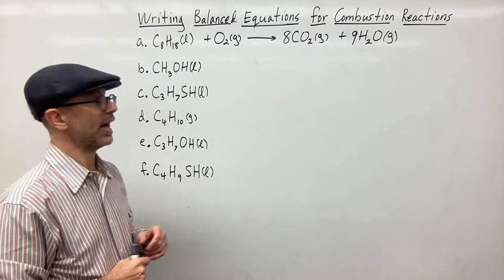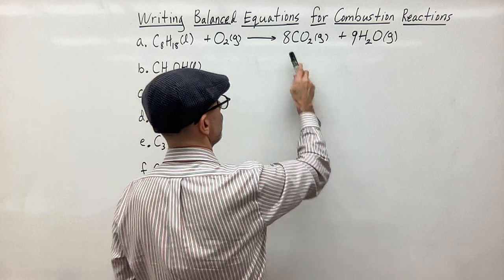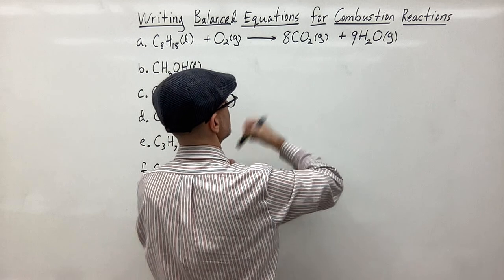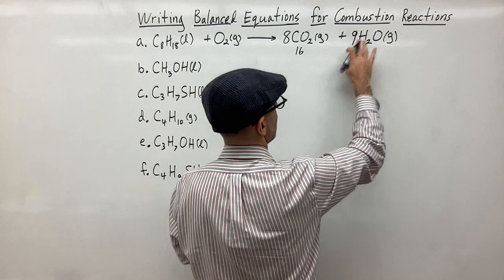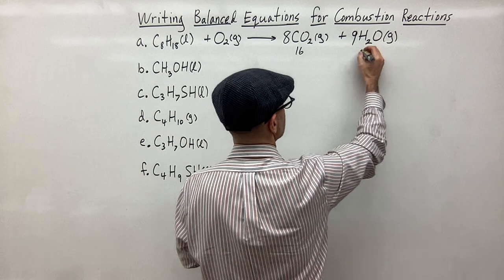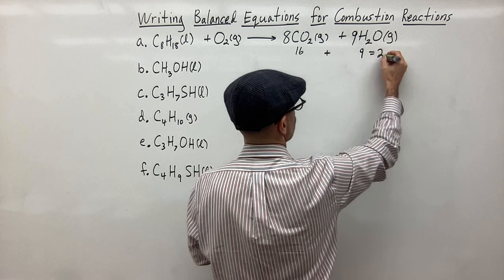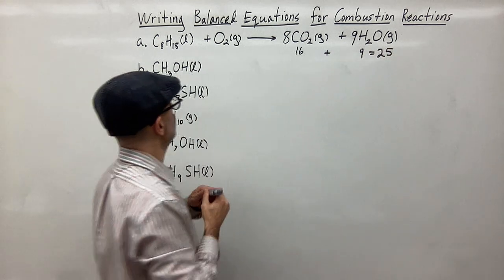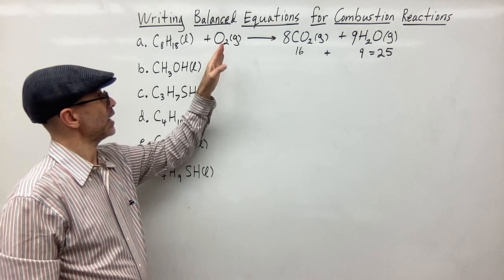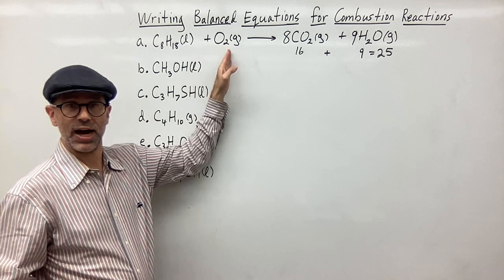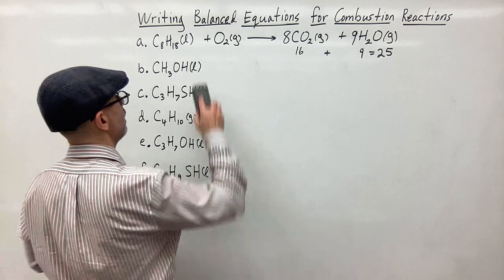So now I go to the oxygens. So here I have 2 oxygens. Here I have 8 times 2 is 16. So I'm going to have 16 here. And then 9 times 1 is 9. So I have 9 there. So 16 plus 9 gives me 25 total. So I need 25 oxygens on this side. So what times 2 gives me 25? Well, that would be 12.5 or 25 halves.